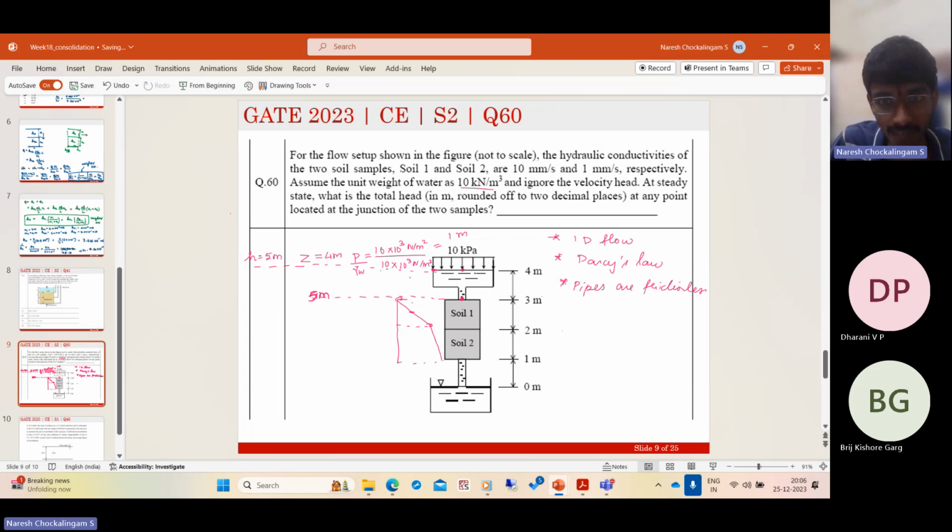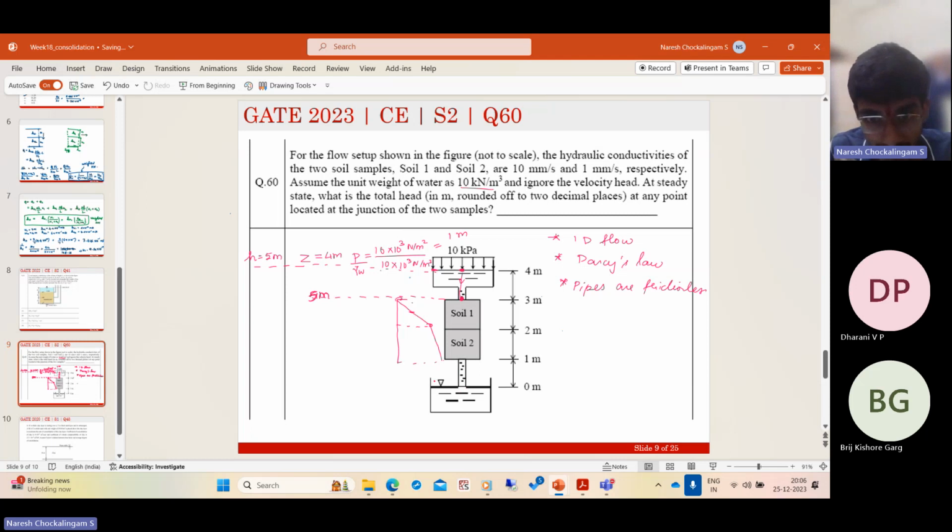Yeah, I also made the mistake, but when you have this 10 kilopascals pressure applied here, when you take the Bernoulli equation between these 2 points, yes, there is a small flow. The total head here is the pressure head plus the elevation head. Elevation head is 4 meters. Pressure head is 10 kilopascals by 10 kilonewton per meter cube, which is 1 meter. So you should take care.